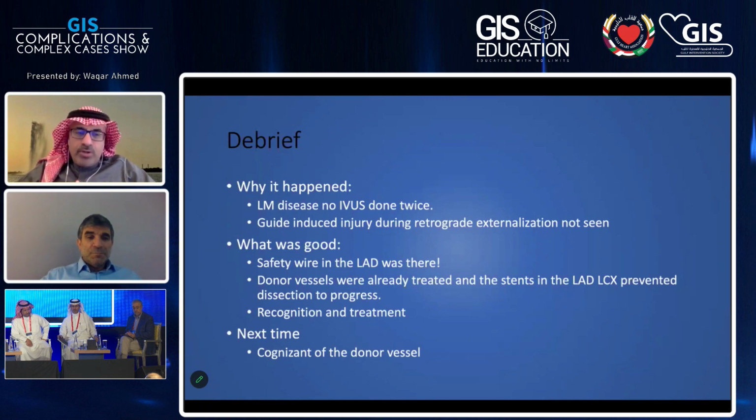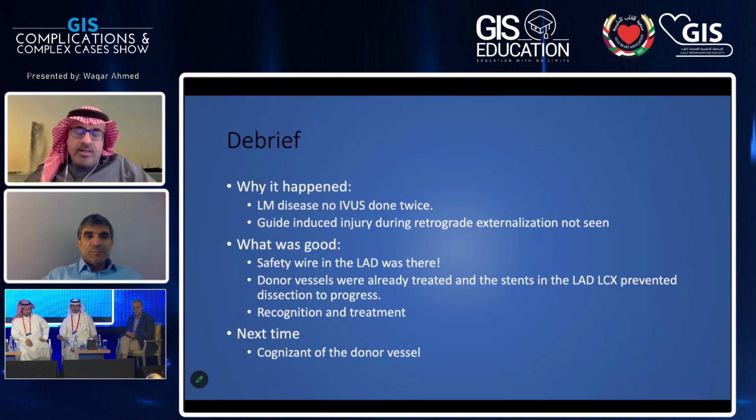So what was good? Well, the good thing was we had the safety wire in the LAD, and this is an absolute yes. During CTO PCIs, you have to do everything step by step. There are no shortcuts. You have to have a safety wire in the donor vessels. And what really, really helped me in this case was the donor vessel I had just treated with stents in the LAD and the circumflex. So this prevented the left main dissection going down the LAD and going down the circumflex and shutting down the entire thing. And that we had to recognize and treat it.